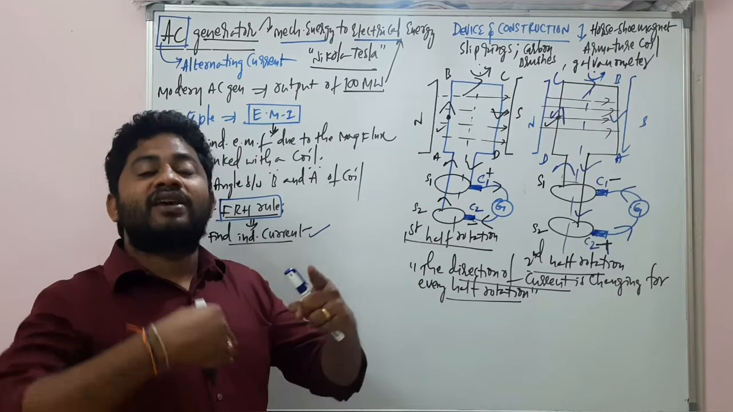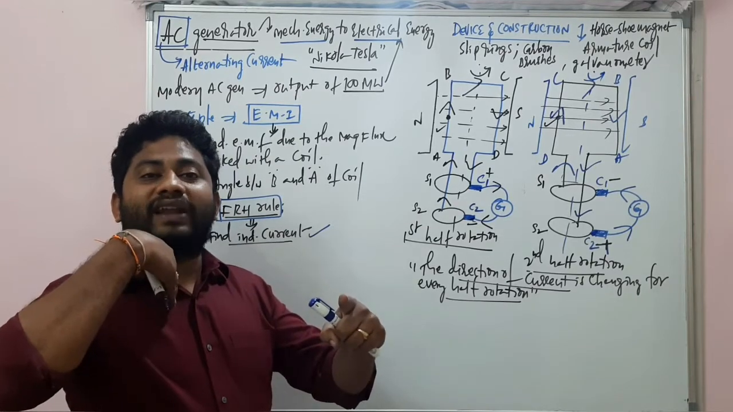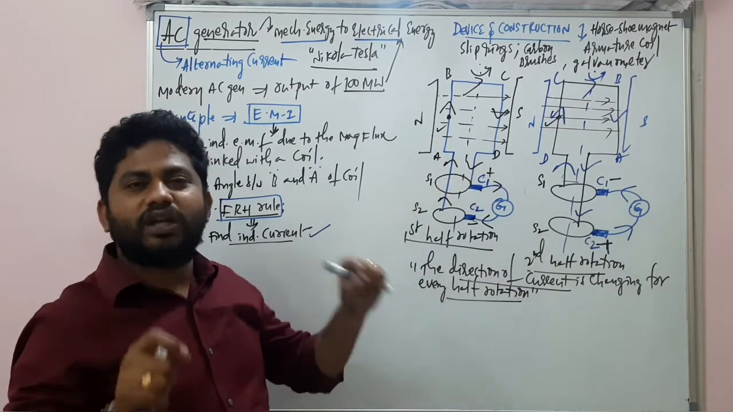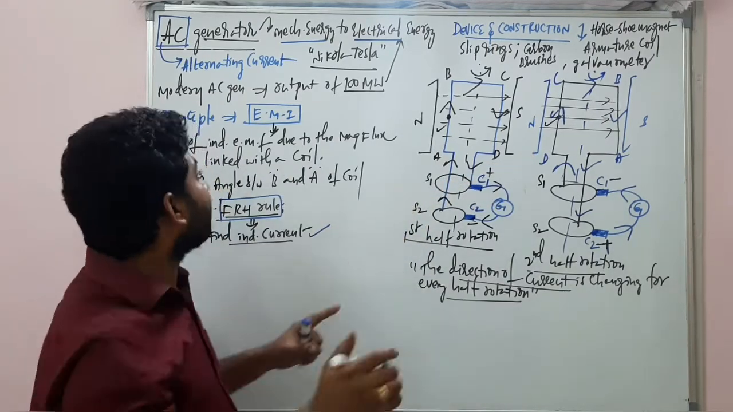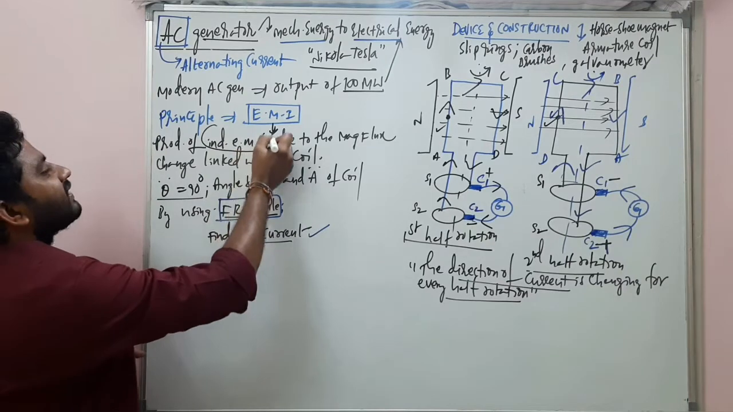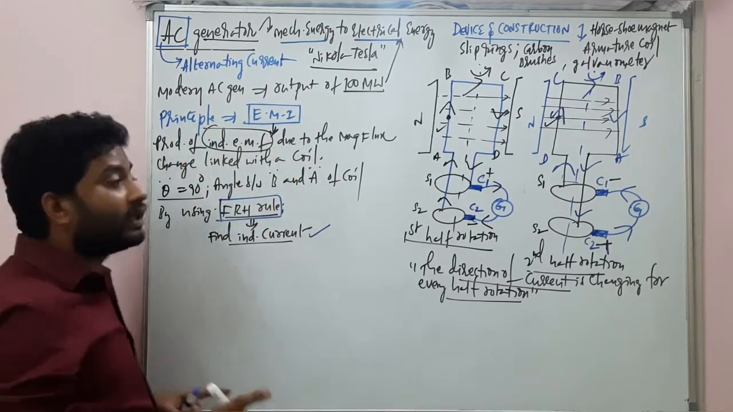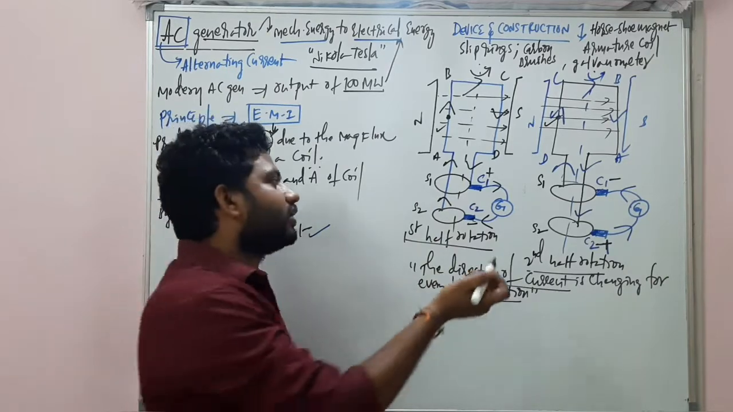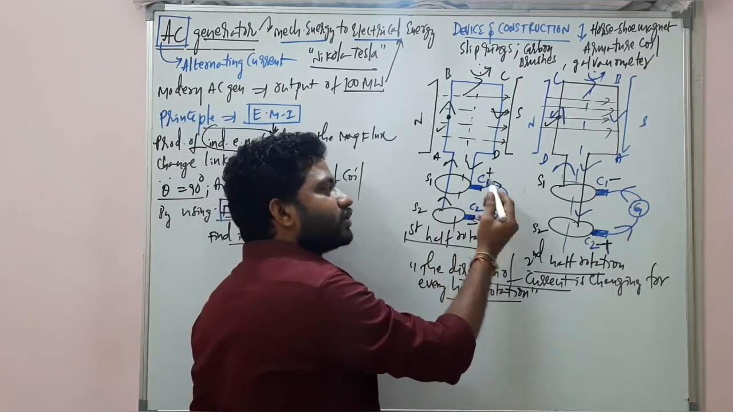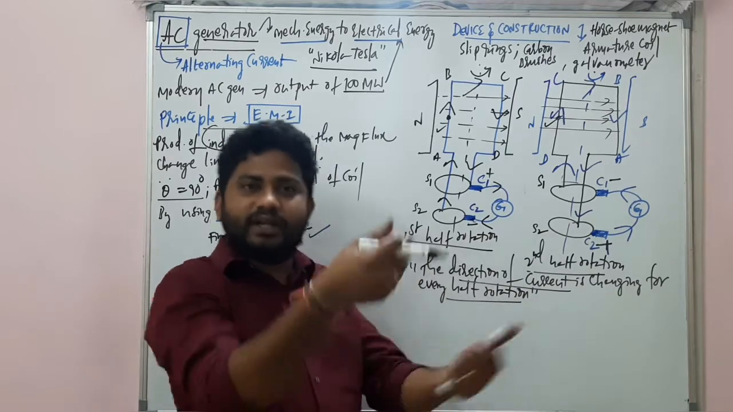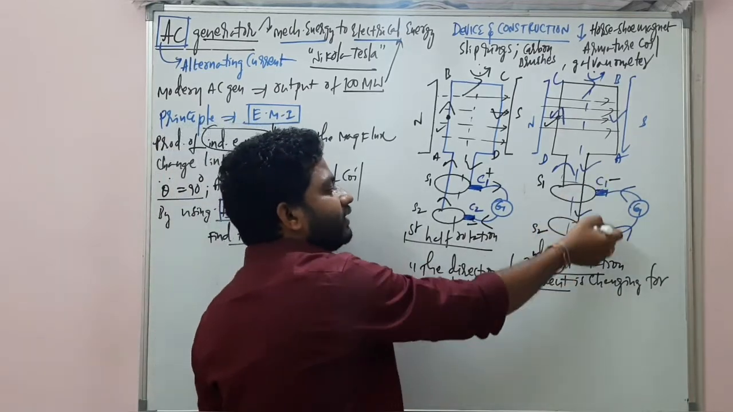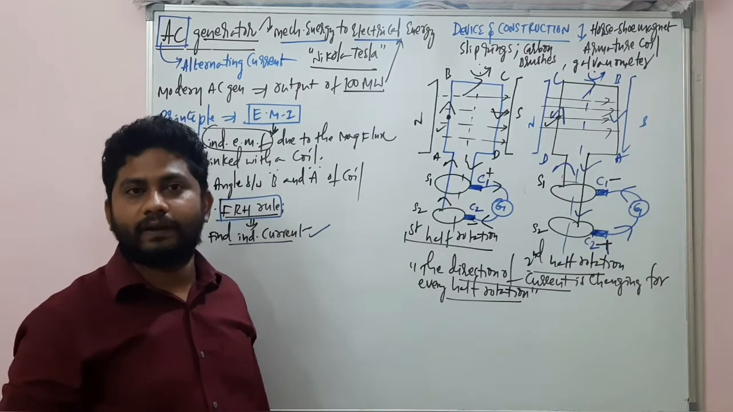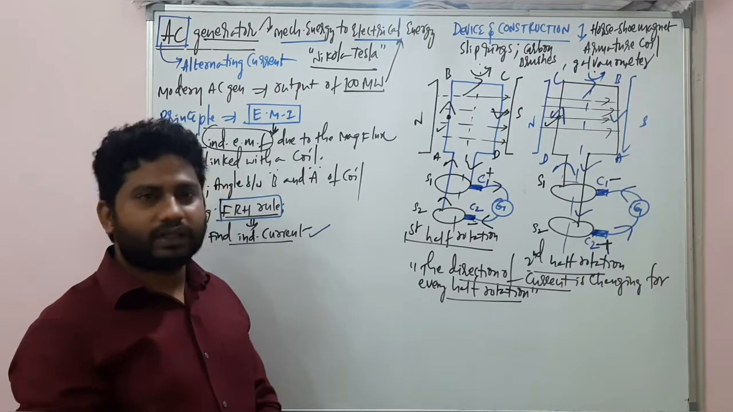As long as this phenomenon of magnetic flux change is linked with the coil, an induced EMF is produced. How much that induced EMF is, we will discuss right now. Before that, as long as this process is taking place, for one half rotation this will be negative and this will be positive. For the immediate next half rotation, this will be negative and this will be positive. The polarities keep on changing, my dear students. So that's called alternating current.